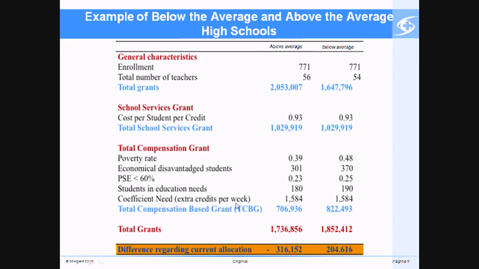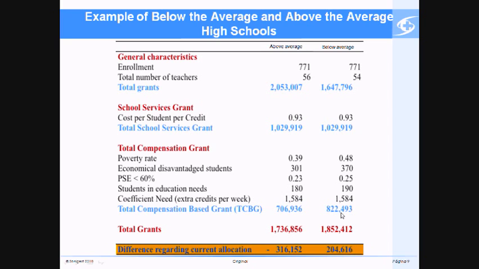We note from the formula that to calculate the compensation-based grant, we need to multiply the costs per student per credit times 1.1 times the number of students times the number of credits. Here we have already done the costs per student per credit. We have factored in that 1.1 in the number of extra credits per week, and that turns out to be 1,584. When we do the math and we multiply the number of students times the coefficient of need times the cost per student per credit, in the first case we get 706,936.